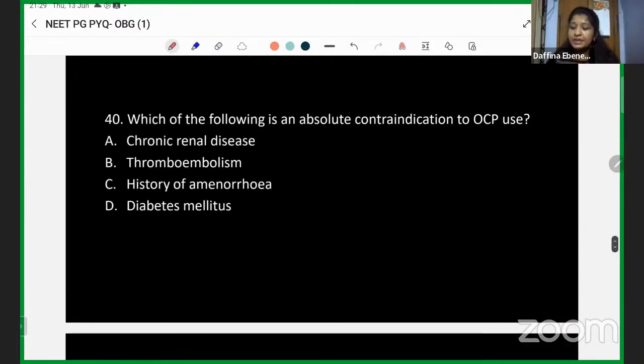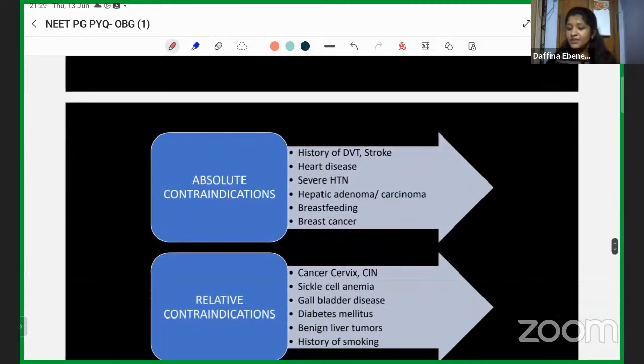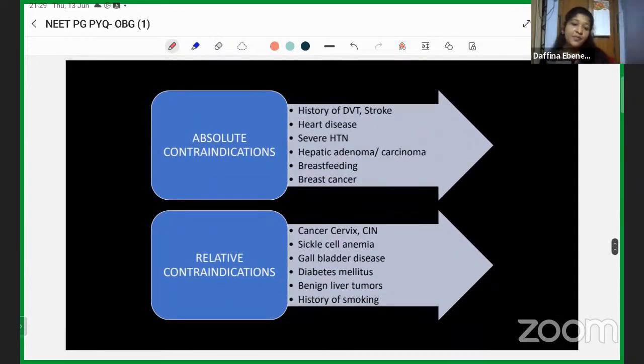Which of the following is an absolute contraindication to oral contraceptive pills use? This is again a very straightforward question. As we all know, any form of DVT, CVT, any thromboembolism, you are not supposed to give OCPs. So that will be the answer. Thromboembolism. Chronic renal disease, diabetes mellitus, history of amenorrhea are not absolute contraindications. So for that, you need to know the absolute and relative contraindications of OCPs.